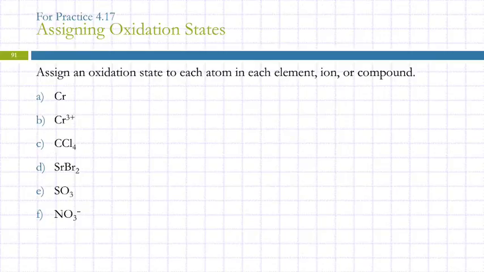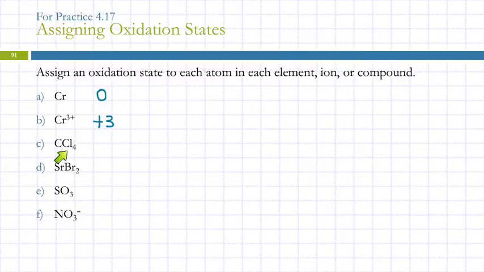So, assign an oxidation state to each atom in each element, ion, or compound. Okay, so the first one is chromium. What's the oxidation state? 0. This is an element. It's all by itself. No charge. How about chromium 3 ion? +3. The charge is 3+, the oxidation state is +3.